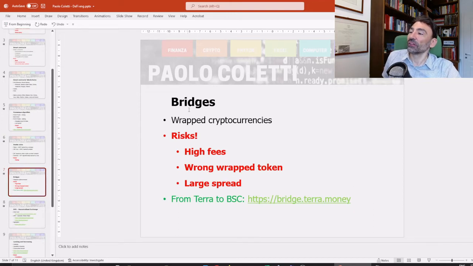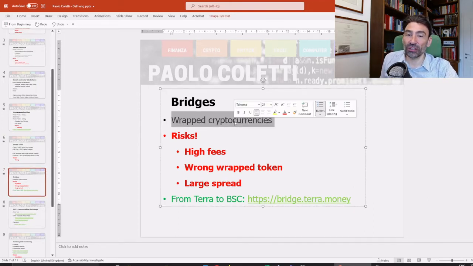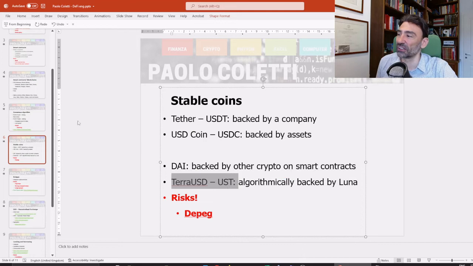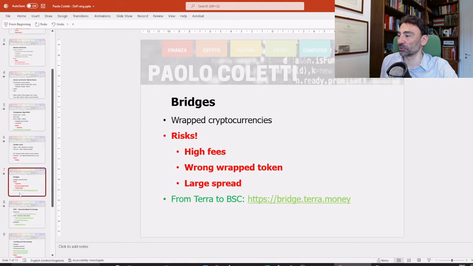Bridges. As I anticipated before, each blockchain has its own crypto tokens inside. So there is the native currency and an infinite amount of crypto tokens. And I'm not talking about things such as Terra USD, which are not really crypto tokens, they are more a second native currency. I'm talking about any crypto token, like the ones that we created when we built the smart contracts on crypto tokens.